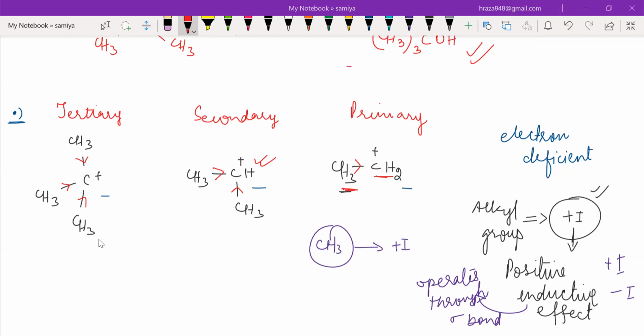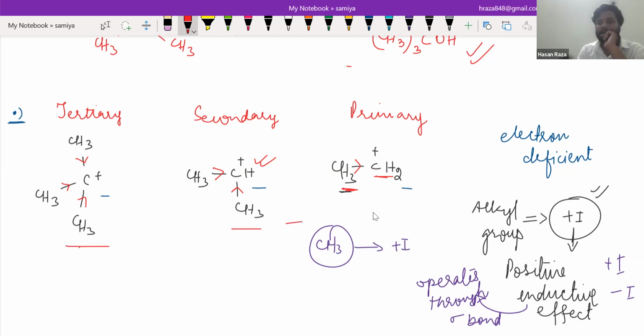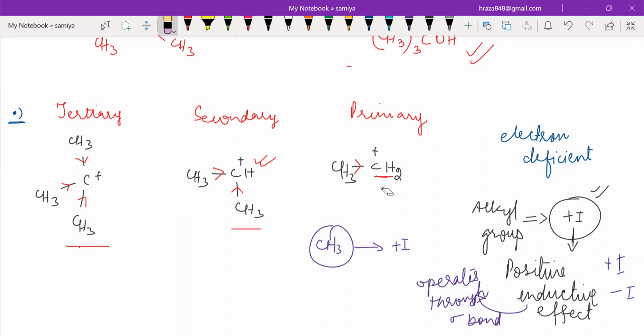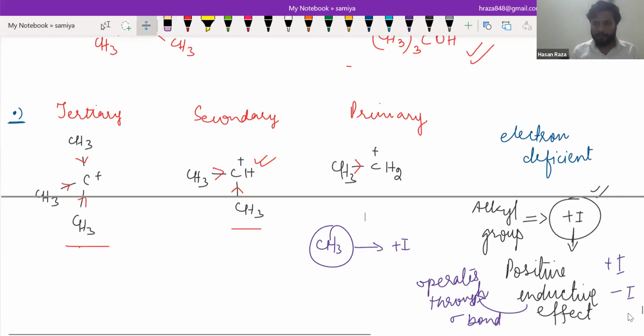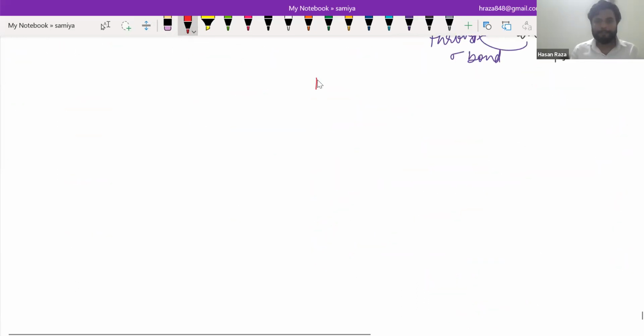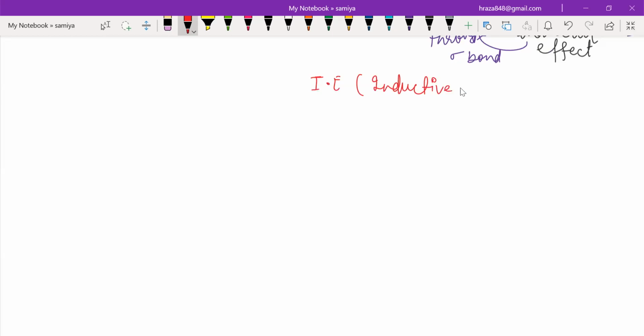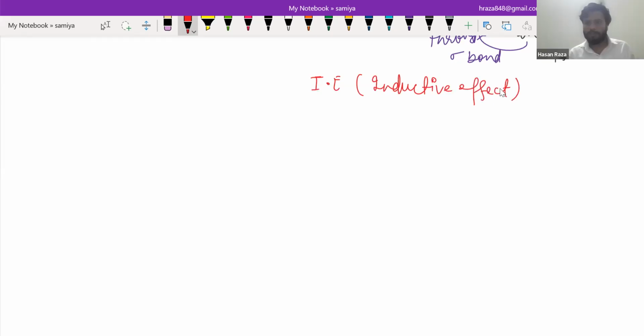Which one is most stable? First, second, and third? Sir, primary. Primary. Okay. See, this is inductive effect. Aman, am I audible to you? Yes, sir. So can you tell me which one is more stable? Secondary, tertiary, primary? I explained just now. Tertiary.